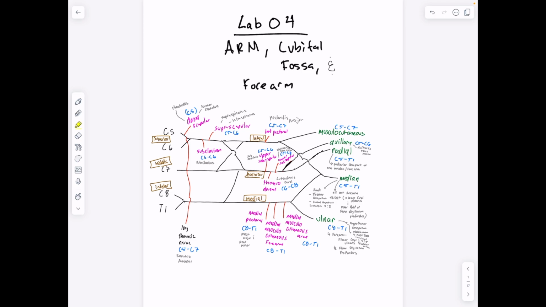So we have C5, C6, C7, C8, and T1 as basically the sources of our spinal nerves that are coming out and giving us really five major nerves that are going to innervate the arm and the forearm, specifically the musculocutaneous, axillary nerve, radial nerve, median nerve, and ulnar nerve.